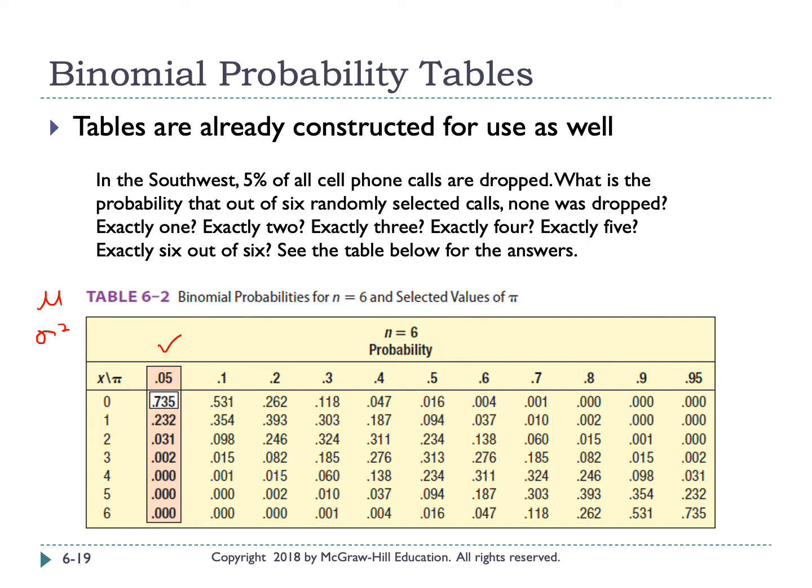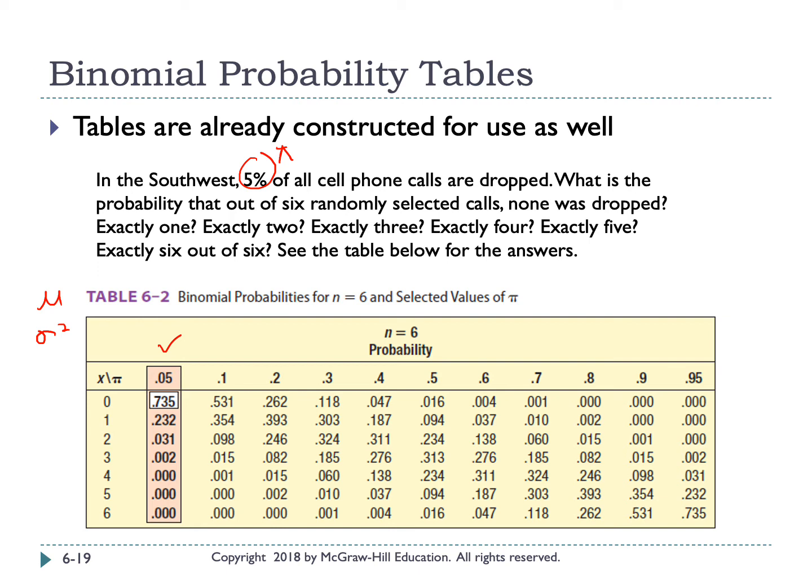So in this case, I want to tell you, if you have this kind of question, how do you know that you have to apply the binomial probability distribution formula? Do you still remember we have a few requirements if you want to use the binomial formula? So let's look at this question. In the source with 5%, what is this 5%? This is your pi. Remember, the probability is your pi. 5% of all cell phone calls are dropped.